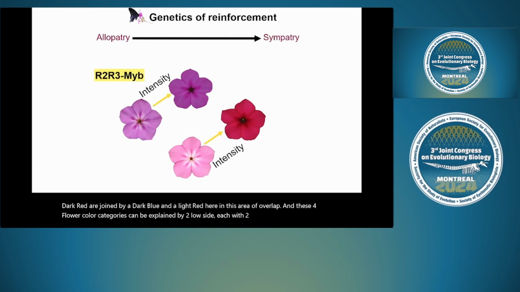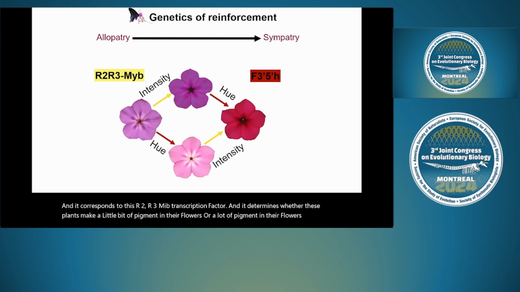The first locus is what we call the intensity locus, and it corresponds to this R2-R3 MYB transcription factor. It determines whether these plants make a little bit of pigment in their flowers or a lot of pigment in their flowers. The second locus determines the hue of the flower color. Are you making blue pigments or only red pigments? And it corresponds to this branching enzyme in the anthocyanin pathway, F3'5'H.